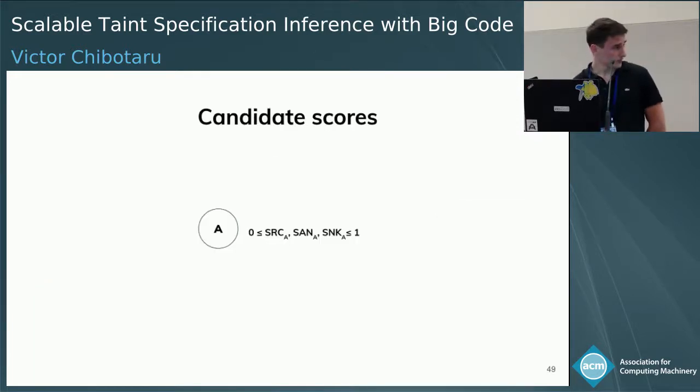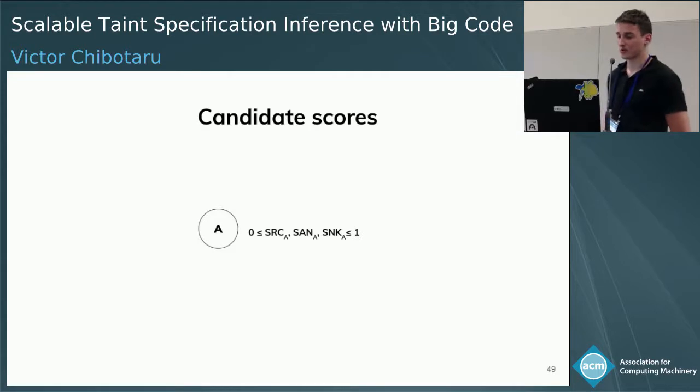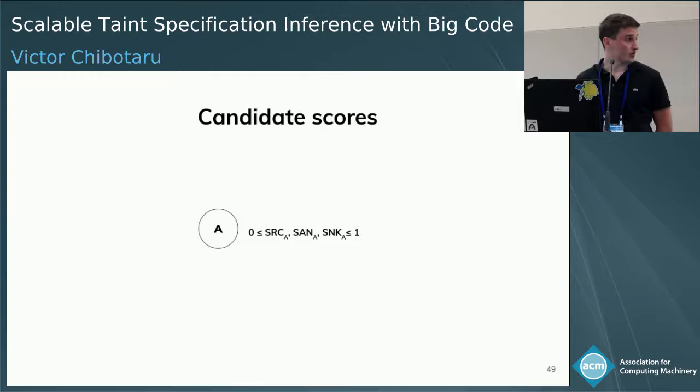The first thing we do is assign three scores to every candidate, to every node in the taint graph: the score of it being a source, a sanitizer, and a sink. All the scores are between 0 and 1, where 0 means definitely not, and 1 means definitely yes. The important thing here is that if two nodes refer to the same event, for example, a call to the same function in different places, we will map them to the same scores.